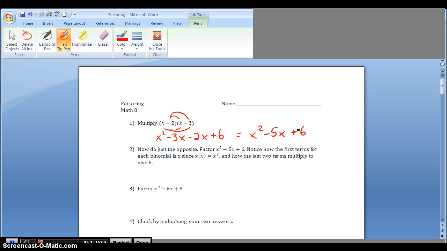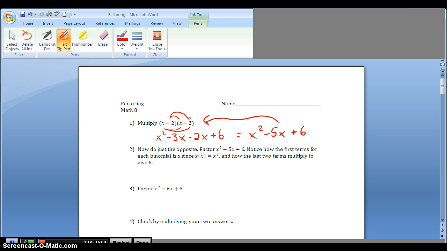Okay, now we're going to do just the opposite of that. We're going to do what's called factoring. Factoring is basically taking this trinomial that I just created here and factoring it, and it's going to look like what I just started off with. Sometimes I want to go in the direction I just went and multiply. Other times, for other purposes, I want to be able to pull it out into its factors.